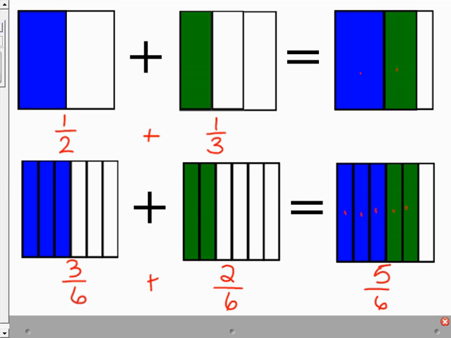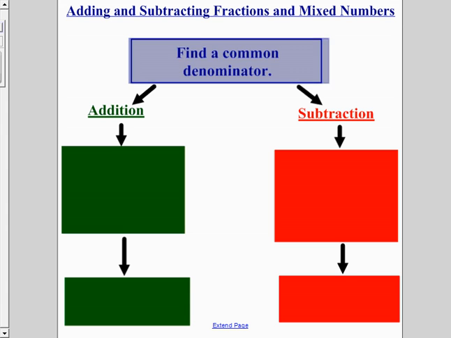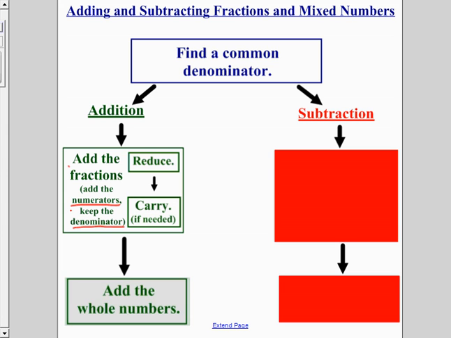Now what that hopefully reminds you of is that anytime you're adding and subtracting fractions, the very first thing you need to do is find a common denominator. Then decide whether you're adding or subtracting, and it's very similar to doing whole numbers. So we start on the right-hand side of the problem with the fraction part of it. When we add the fractions, we always add the numerators, which we saw, and keep the denominator. Then remember that you always reduce fractions, and if it's an improper fraction, we might have to carry. That's a possibility. And then, of course, once we've dealt with the fraction part, we deal with the whole numbers and add those.